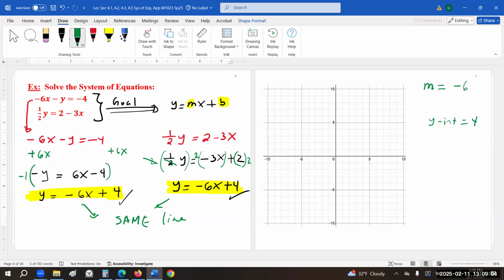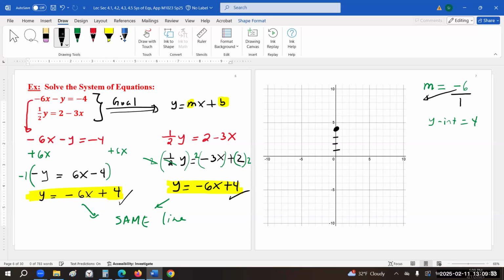So we are going to start 1, 2, 3, 4, plotting the y-intercept. And then from there, we have to walk our slope. So we want our slope to be a fraction. We don't have a fraction, right? Can you make negative 6 as a fraction? How? Over 1.